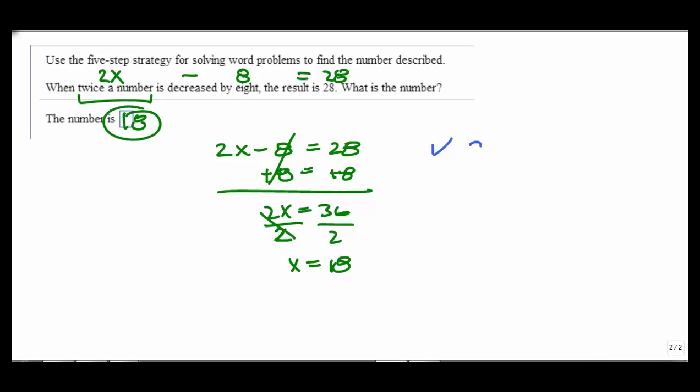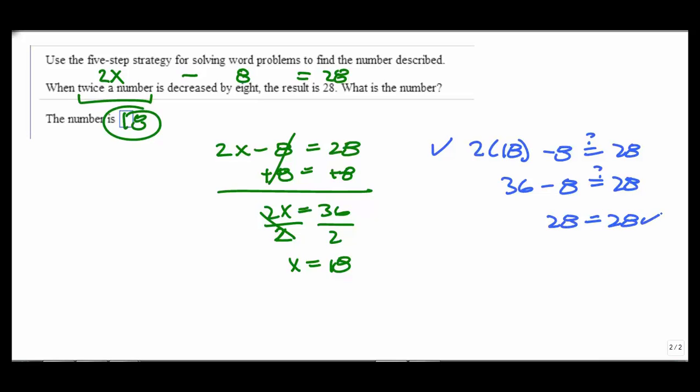Twice a number would be 2 times 18. Decreased by 8, and does this equal 28? 18 times 2 is 36. And again, I'm not sure if this is true. We're checking it. 36 minus 8 is 28, so 28 does equal 28, so this checks. So if you have the opportunity to plug your numbers back in to check your answers, you should always do that.